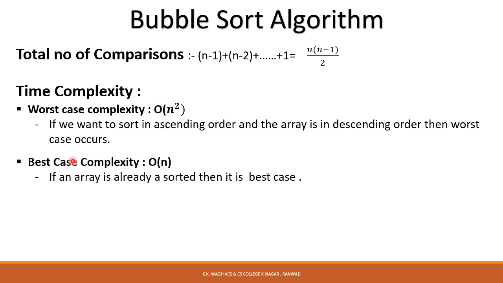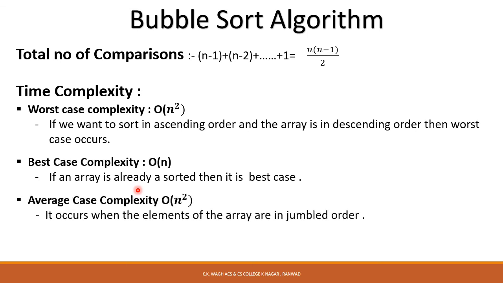Now we will see the best case complexity. It is big O of n. If the array is already sorted, then we get the best case, that is big O of n. And what is the average case complexity? It is also big O of n square. It occurs when the elements of the array are in a jumbled order, that is not in sorted order or in descending order, as we saw in the above example. So these are the time complexities of the bubble sort algorithm.